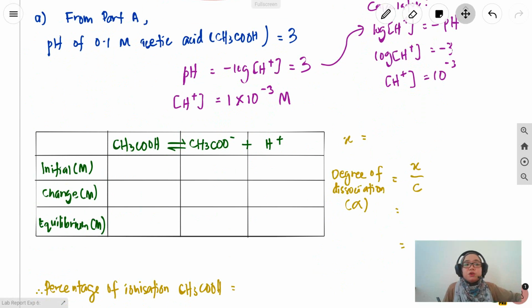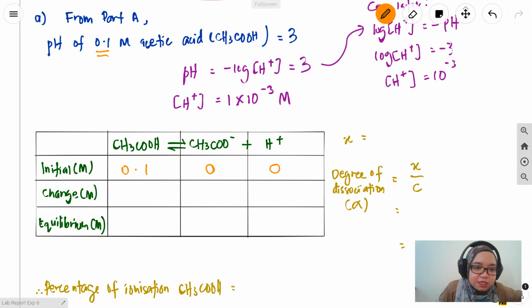Now, you know the ICE table from chapter 6.2, so you are going to use that. The initial molarity for CH3COOH is 0.1. And the initial for the products is 0. We didn't mention it, so we assume it's 0.